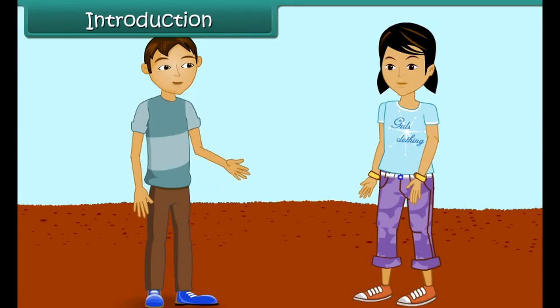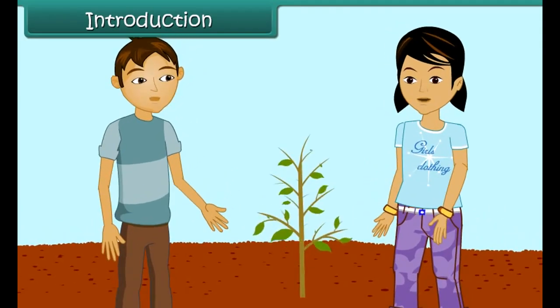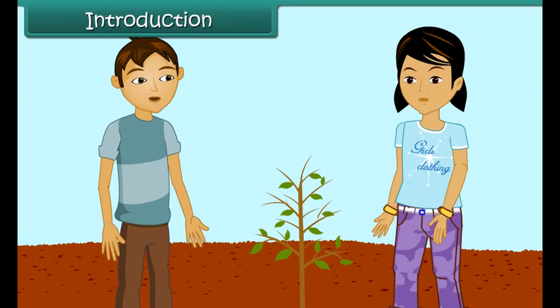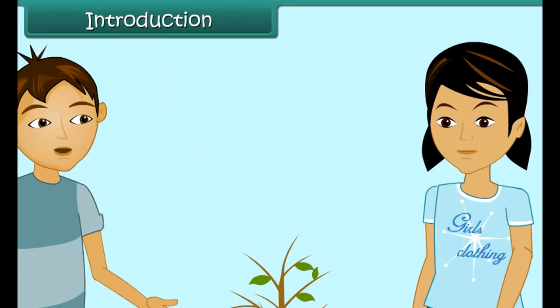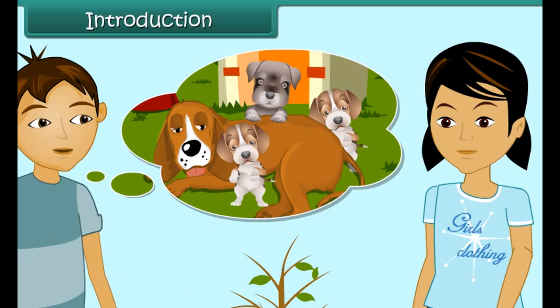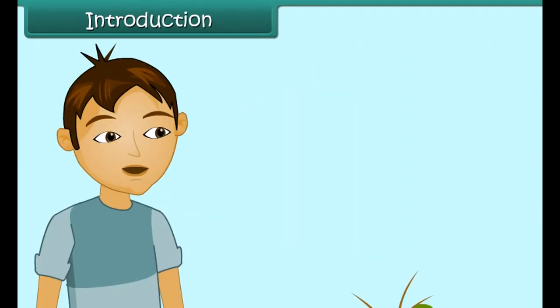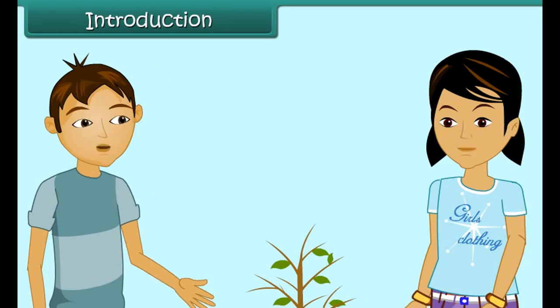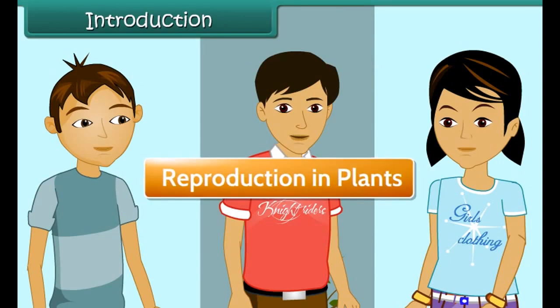But why are you sowing these seeds? It's simple, Aman. When seeds will germinate in the soil, a new plant will grow up. That's interesting. Do all plants grow due to seeds? No, Aman. There are various methods by which plants reproduce. You mean to say that, like the animals, plants also reproduce? Yes, Aman. This has created an interest in me to learn about the reproduction in plants. Come children, let us learn about reproduction in plants.